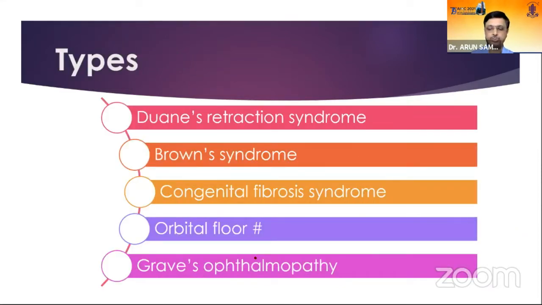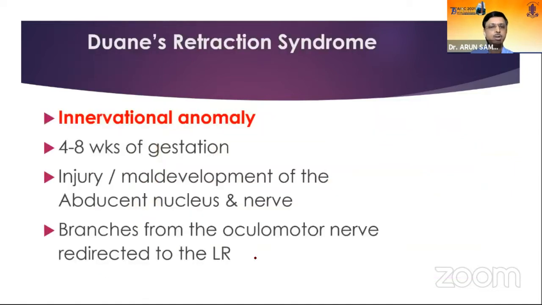So these are the different types of restrictive strabismus, as I told: Duane's, Brown's, congenital fibrosis syndrome, orbital floor fractures, and thyroid ophthalmopathy. Coming to the most important, I'll be concentrating only on Duane's retraction syndrome.